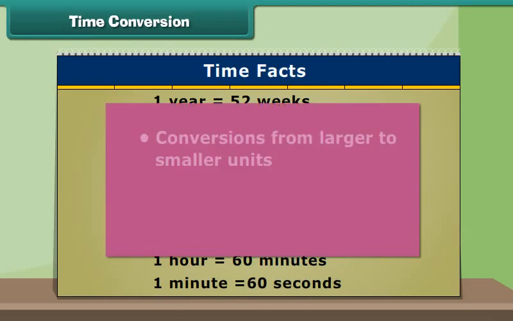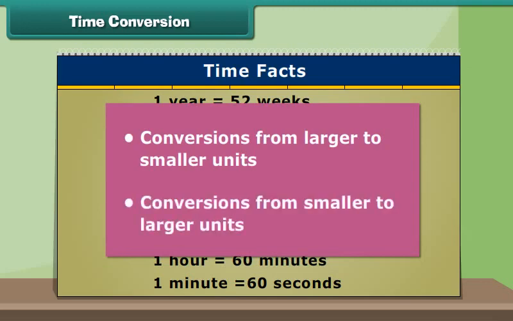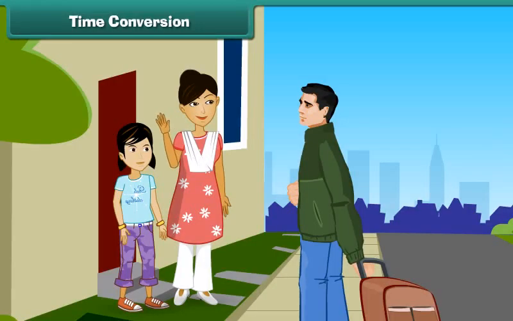1 week is equal to 7 days. 1 day is equal to 24 hours. 7 days is equal to 24 multiplied by 7, which is equal to 168 hours. 1 week and 7 hours is equal to 168 plus 7, which is equal to 175 hours. Rashmi's father will be in Dehradun for 175 hours.